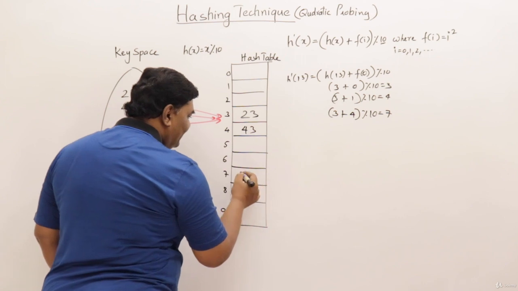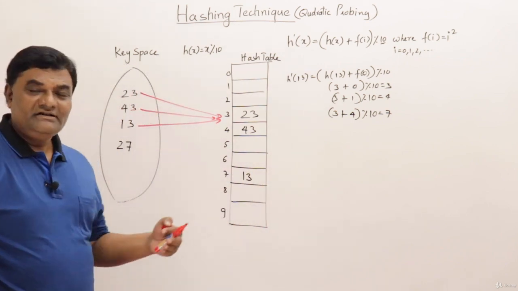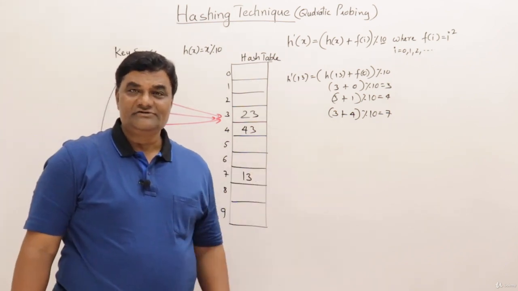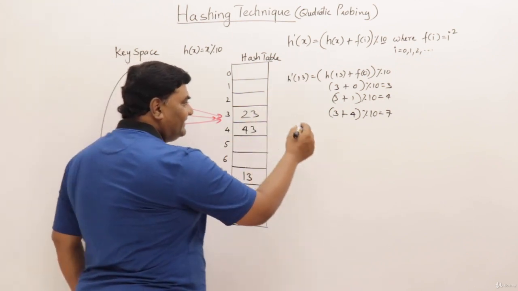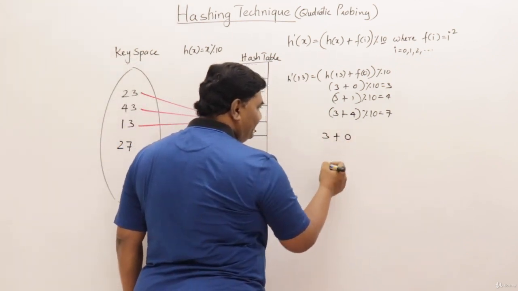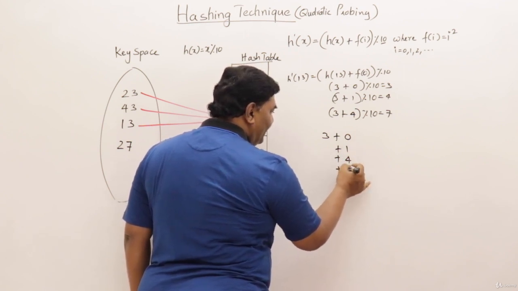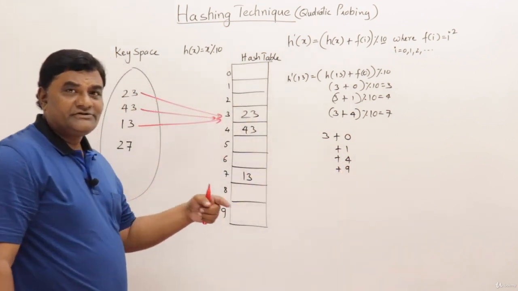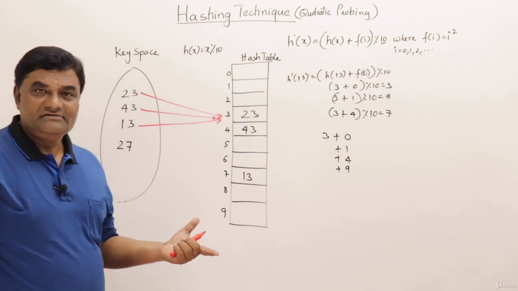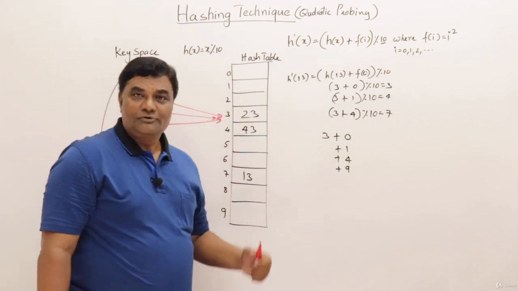So you can see that the element is stored with a little distance if there is a collision. In this case, the first time we added 0, next time we added 1, next time we added 4, next time we'll be adding 9. So square, quadratic. That's how this is quadratic probing.